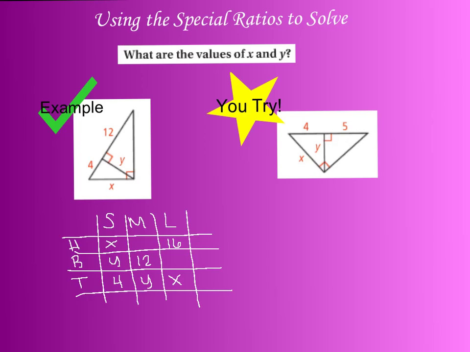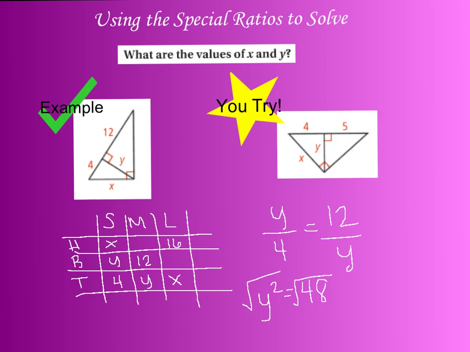So let's see. Y over 4 equals 12 over y. So all I did is I found this little box that told me my proportion. Now I go ahead and cross multiply. So y squared equals 48. Take the square root. Again, this is going to have to be something I simplify.